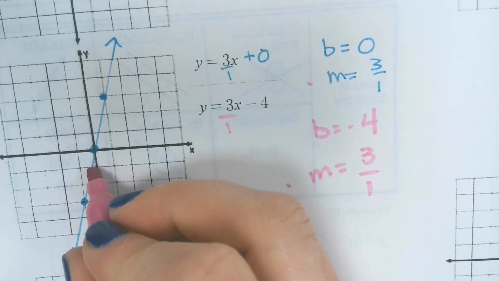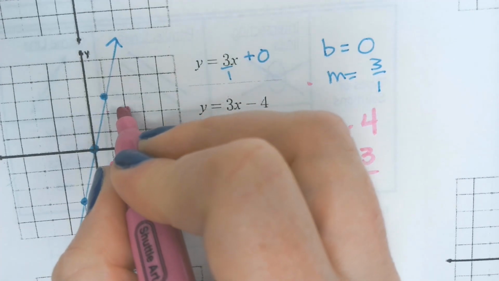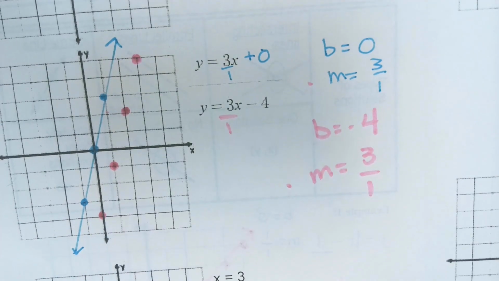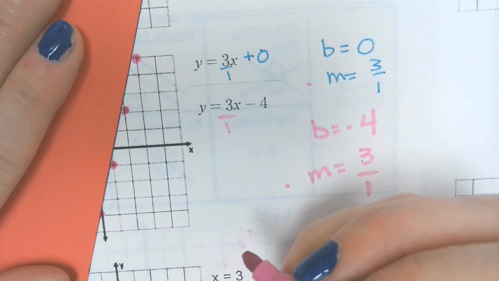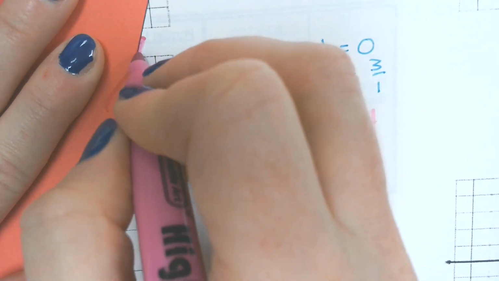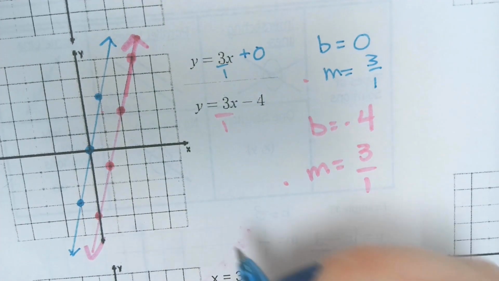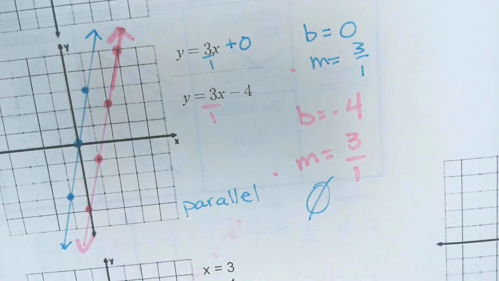Up 1, 2, 3 over 1. Use your straight edge to make your straight line. Oh gosh. There we go. So since they are parallel, we have no solution. No solution.